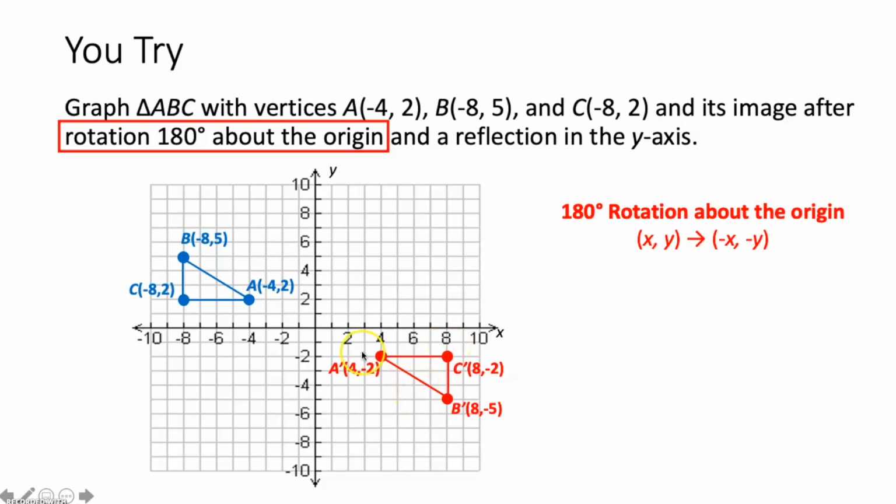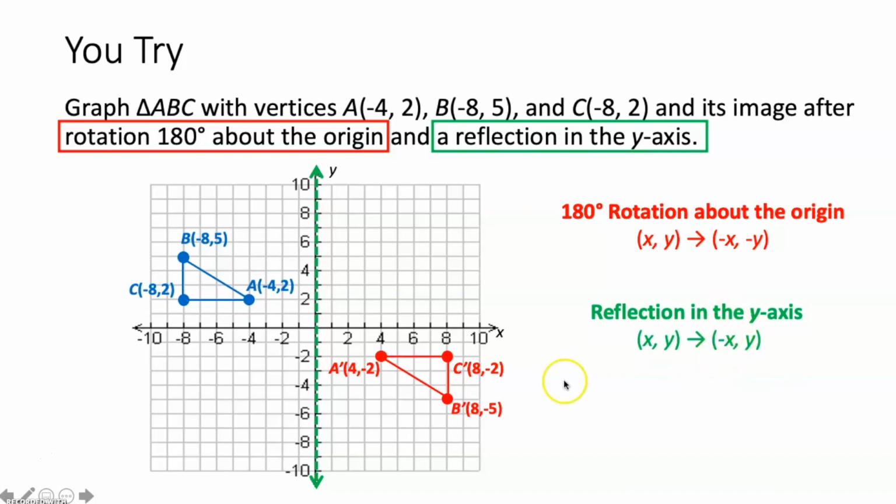Here is our triangle, A prime, B prime, C prime, the image of triangle ABC after rotating it 180 degrees about the origin. Lastly, I want to then reflect this triangle in the y-axis. So to reflect it in the y-axis, I can either count the distance each point is away from the y-axis and then count that same distance on the opposite side of the y-axis. Or I can remember the cheat code, which is just to make the x-coordinate the opposite of whatever it is. So if A prime is at 4, -2, then A double prime is going to be at -4, -2.